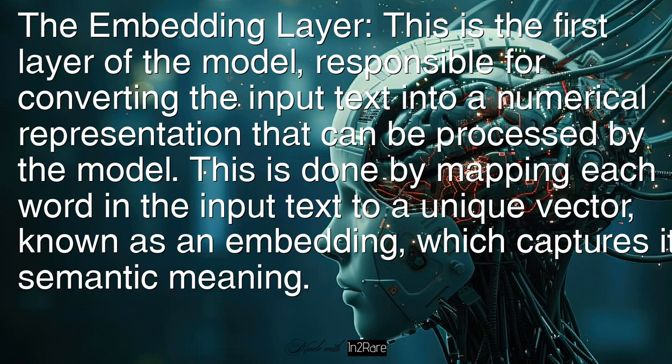the embedding layer. This is the first layer of the model responsible for converting the input text into a numerical representation that can be processed by the model. This is done by mapping each word in the input text to a unique vector, known as an embedding, which captures its semantic meaning.